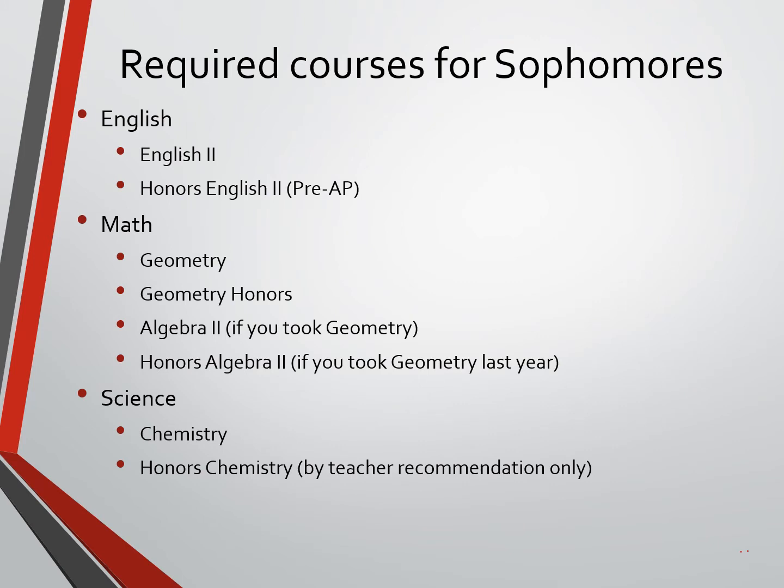There are only 3 classes that every 10th grader has to take: English, math, and science. There are 2 English options, English 2 and English Honors or Pre-AP English. If you took algebra this year, you will need to take the next class, geometry. And if you took geometry, you should sign up for algebra 2. If you want to take an honors math class, make sure you write honors on your form and choose the honors course code. Be sure to get your current teacher to sign your form if you are choosing an honors course.